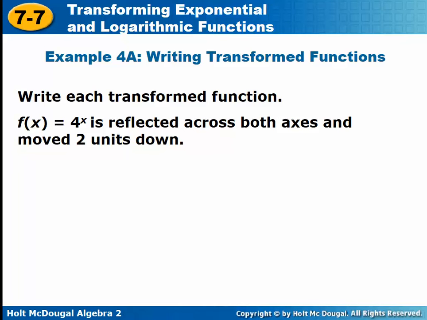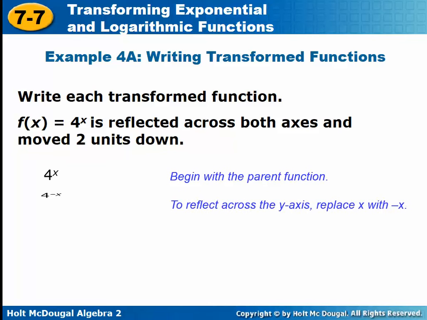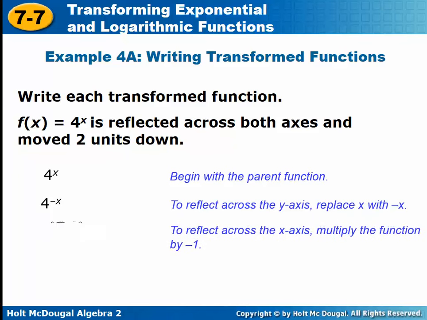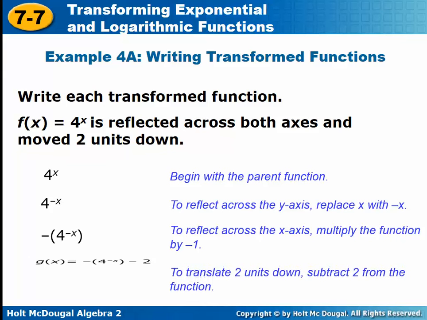Sometimes you have to write transformed functions. This is the last part of your worksheet. And in this one, we're going to take f of x equals 4 to the x, and we want to reflect it across both axes and move it 2 units down. So if we want to reflect across the y-axis, we put a negative on the variable. And if we want to reflect across the x-axis, we put a negative in front. And if we want to move it 2 units down, we will subtract 2. And there you go, there's your transformed function. It's standard that if your original function is f of x, you will change it to another letter for your transformed function, like g of x or h of x.